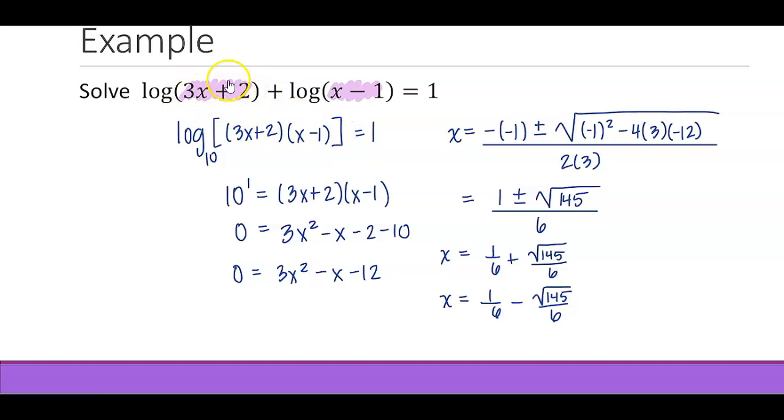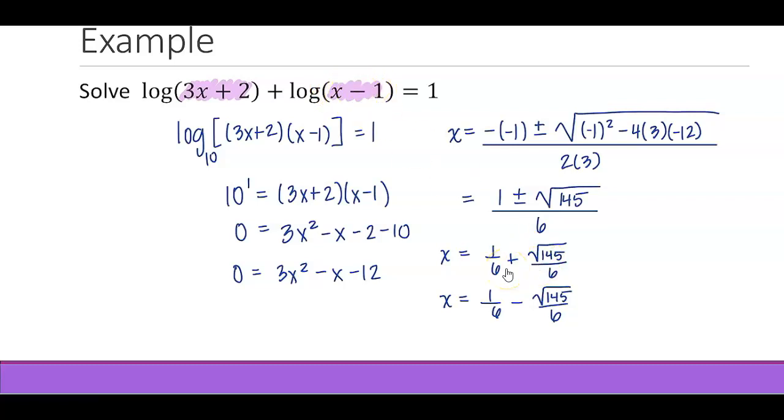So there's not going to be a problem plugging it into 3x plus 2. That's still going to be a positive on the inside. And since this x value would be a number bigger than 2, then if I subtract 1, that's still going to be positive.